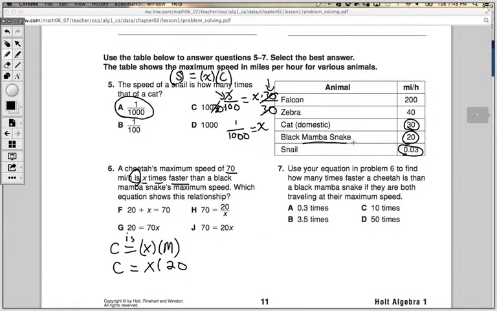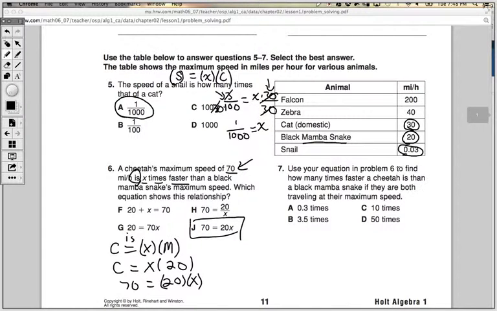But is there a cheetah in here? Oh, no, wait. It tells us what the cheetah is. It's 70. Okay, so that's going to be 70 equals 20 times X. There we go. All right, and which one? Oh, here we go. That would be J. That's our answer there. All right, let's look at the last one here.